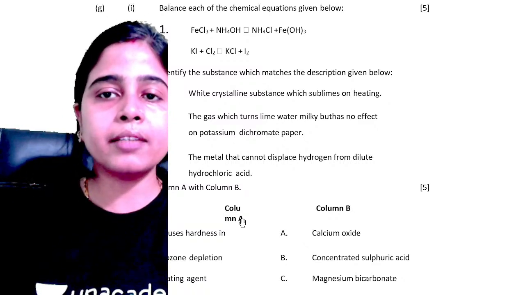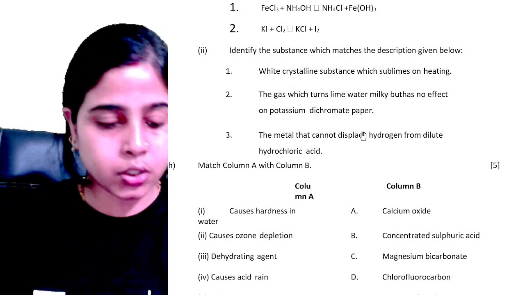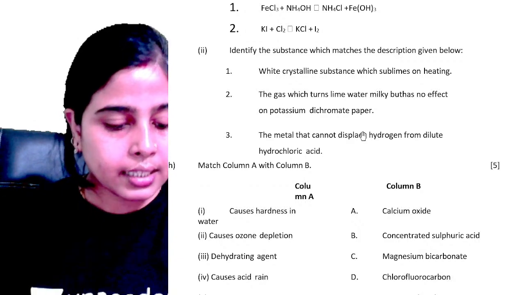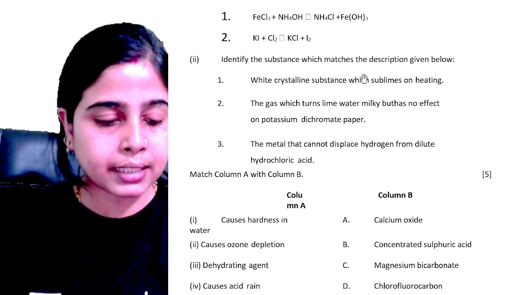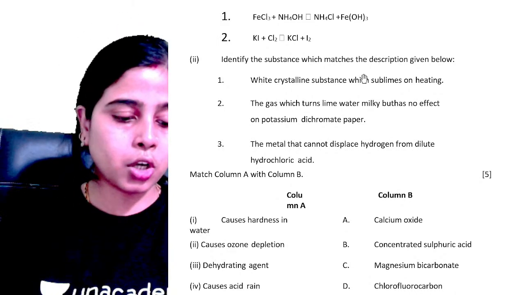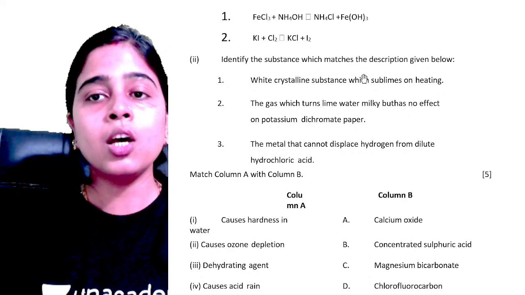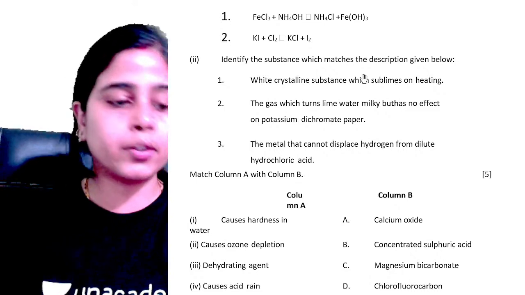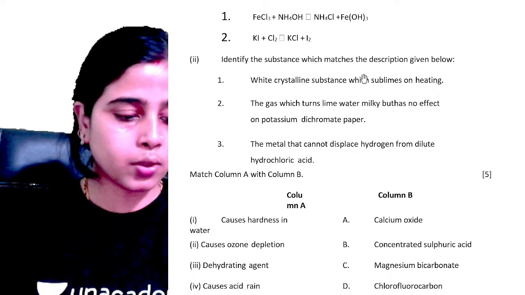Now you have to identify the metal which cannot displace hydrogen from dilute hydrochloric acid. Yes, Piyush, this is from your practical work. I told you that the practical part is also as important as the normal theoretical part. So tell me which metal cannot displace hydrogen from dilute HCl. Everyone, try to answer this question.